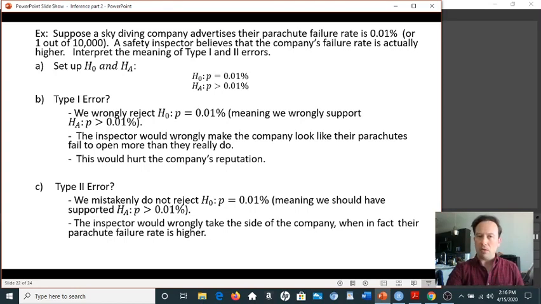Well, what problem would that create? You're not addressing a problem that is actually there. If you're saying that the company was correct, there's no need to make improvements on the parachutes. But the truth is that the failure rate is much higher. Therefore, you're going to put skydivers at risk. Fatal risk, possibly.